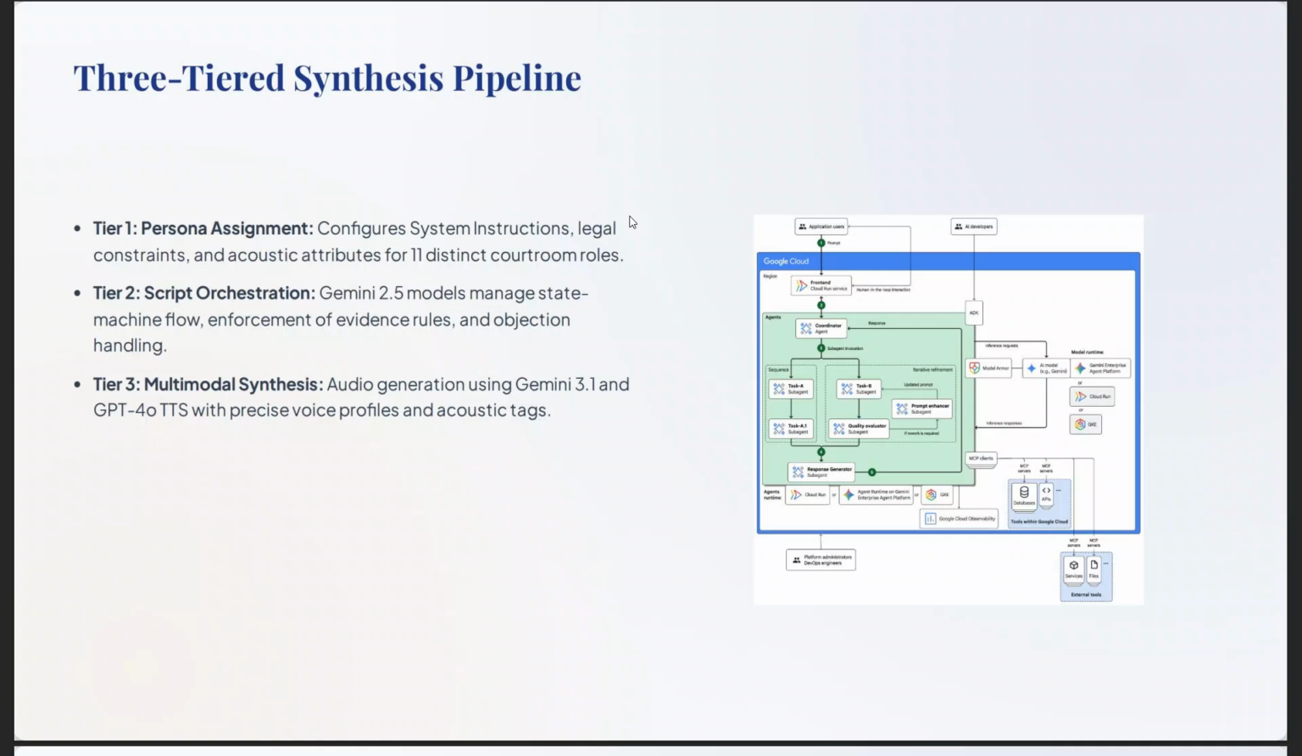Gemini 2.5 models manage state machine flow, enforcement of evidence rules, and objection handling. And next is tier three, multimodal synthesis, audio generation using Gemini 3.1 and GPT-4o TTS with precise voice profiles and acoustic text. So these are the different things involved in the three-tiered synthesis pipeline.